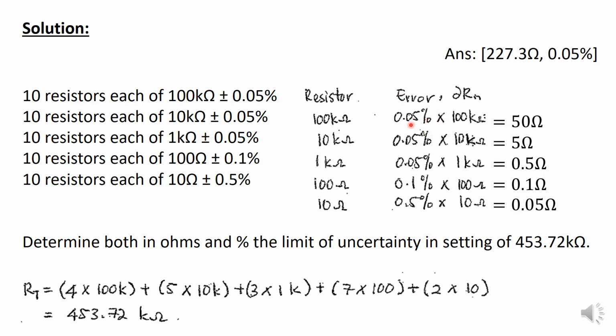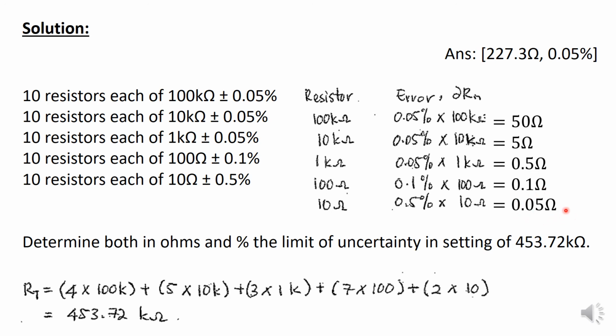So for 100 kilo ohm, 0.05% times 100k, we get 50 ohm. Same goes for other types of resistors. These are the values of limiting error in absolute form: 50 ohm, 5 ohm, 0.5 ohm, 0.1 ohm, 0.05 ohm.